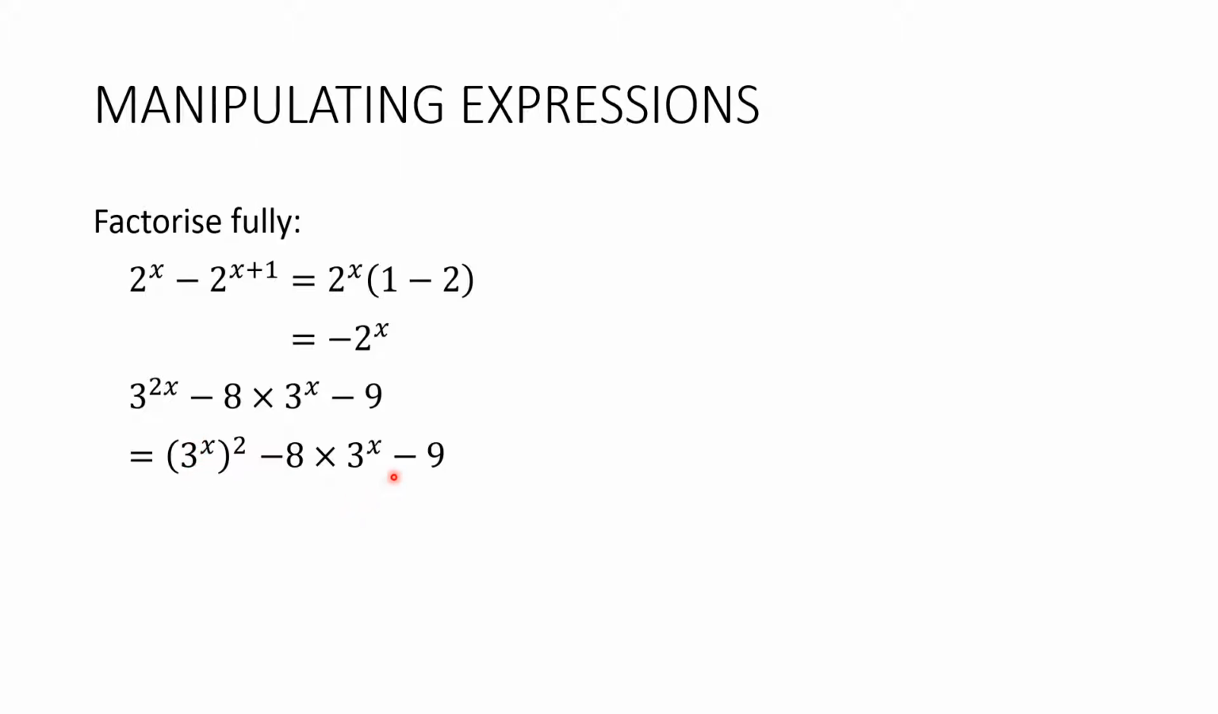So I'm going to have different signs. 9 and 1 is going to give me the 8 that I require here. So it's going to look like this. Let's just have a look at that. 3 to the x times 3 to the x is 3 to the x all squared, plus 3 to the x minus 9 lots of 3 to the x is negative 8 times 3 to the x, and then the last term is going to be minus 9.